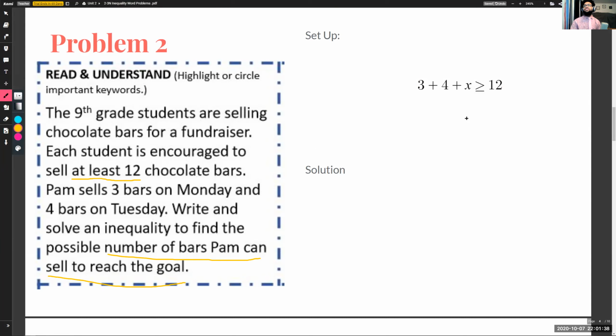So now that we are here, you guys are great with this. Like I said before, 3 plus 4 is just going to be that 7. We're going to combine our like terms. That's our first step in solving these. We have the 7 plus X is greater than or equal to 12. And then from here, we're going to move the 7 over.